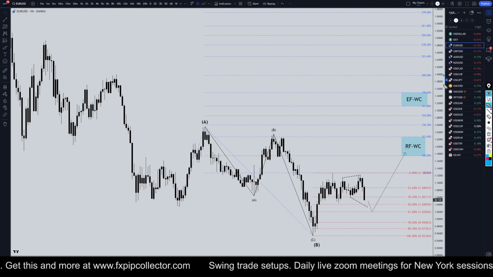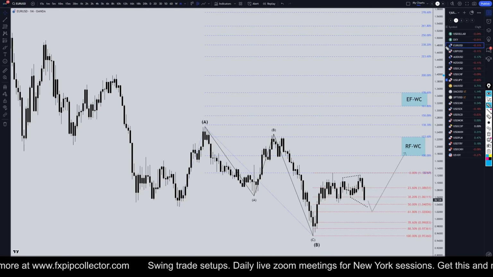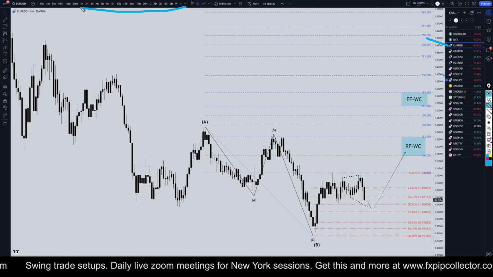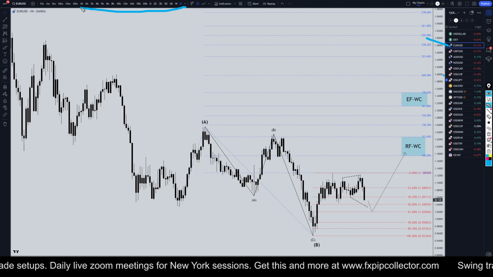Today is Thursday, November 21st, and I'm going to be analyzing the US dollar starting on the monthly, working my way all the way down to the 1 hour time frame for the full top-down analysis.